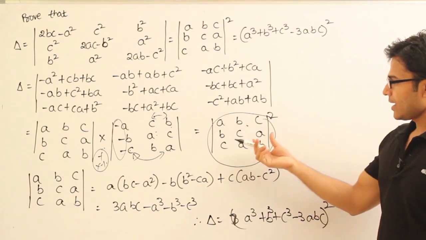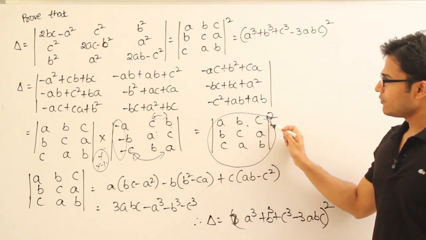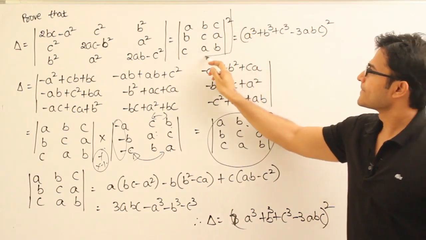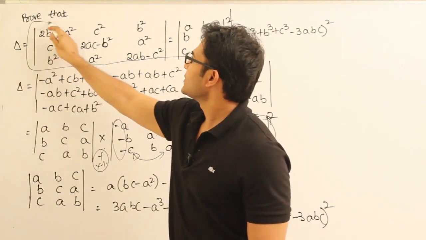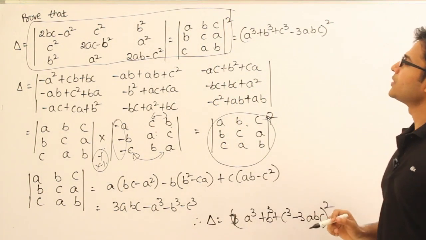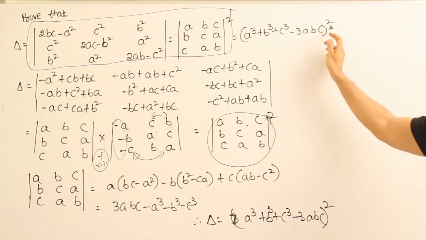Got it? And now we have shown this part, that the given determinant is nothing but the square of this determinant, and I want to show this one.